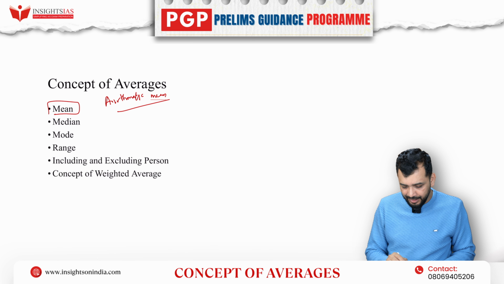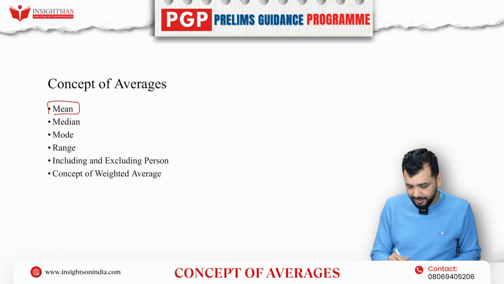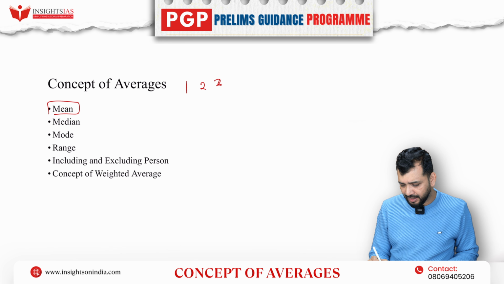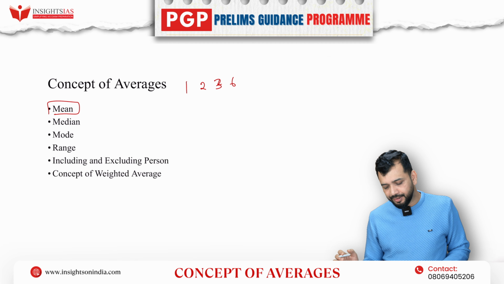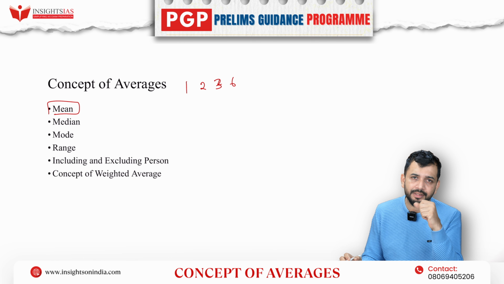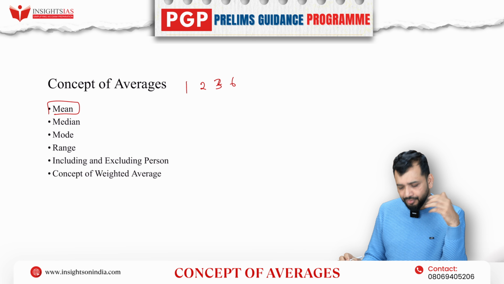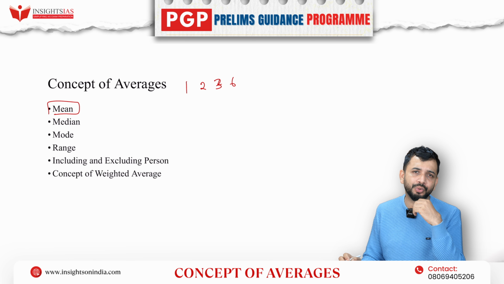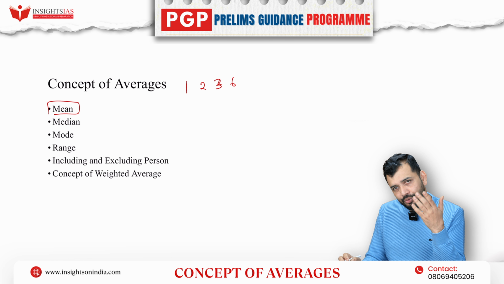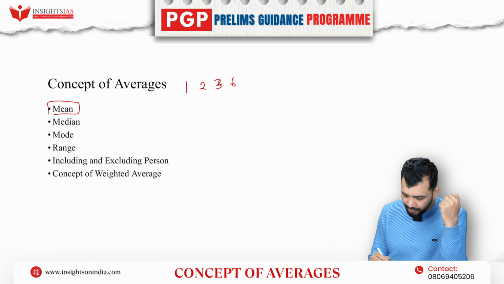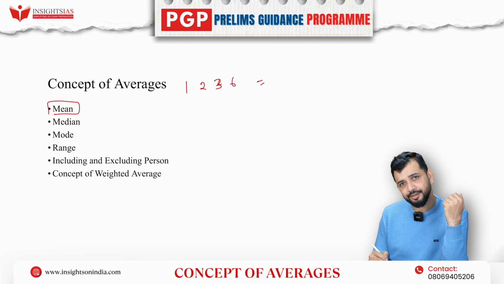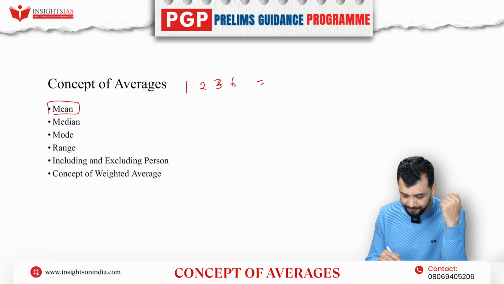Let's say I have an example here. Let's say I have 4 numbers, 1, 2, 3 and 6. Let's assume that somebody has scored, in his first 4 innings, 1 in the first innings, then 2 in the second, then 3, then 6. Now the total runs that he has scored is 1 plus 2, 3, 3 plus 3, 6, 6 plus 6, 12 runs. Total runs he has scored is 12.